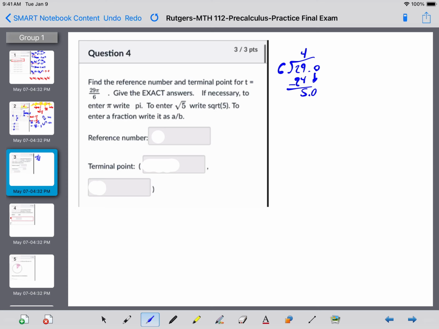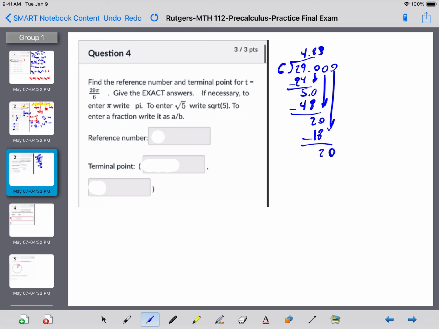6 goes into 50 8 times. So then you would subtract 48, and you get 2. And then you bring down the 0. 6 goes into 20 3 times. And then you'd subtract. Regardless, now we know it's going to be 4.83, which is greater than 2 pi.